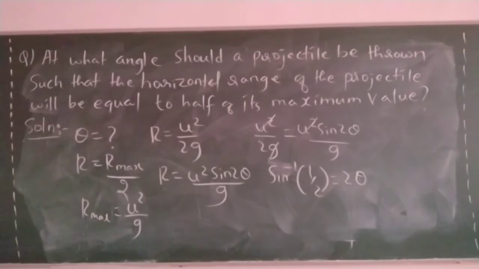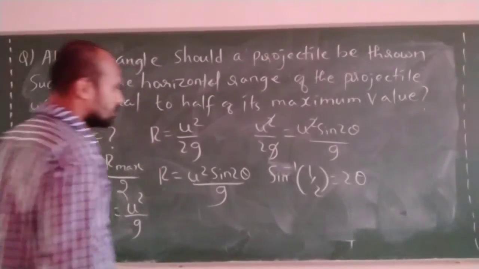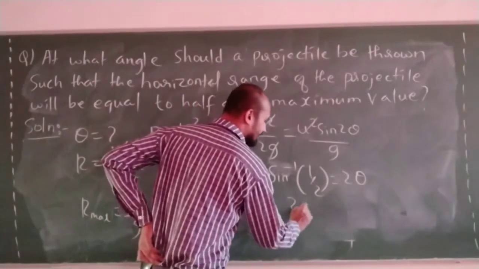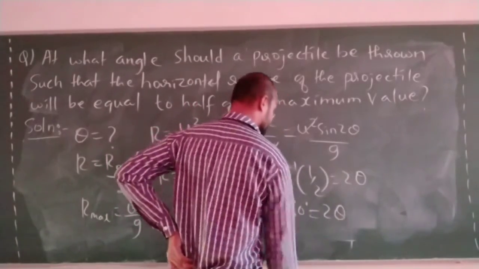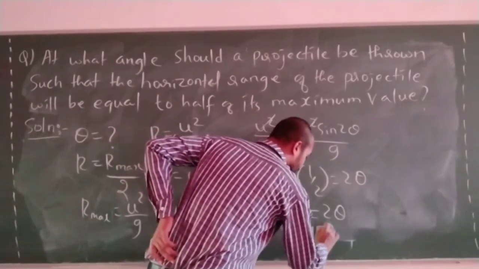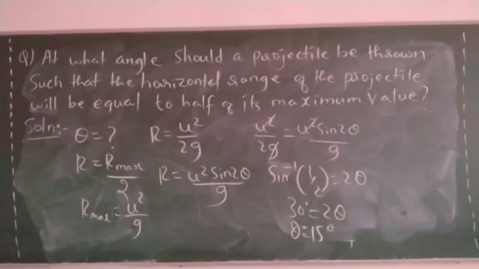Correct? No? Sin inverse of 1 by 2 is equal to what? 30 degree is equal to 2 theta. Correct? No? And theta will be equal to 15 degree. Theta will be equal to 15 degree.